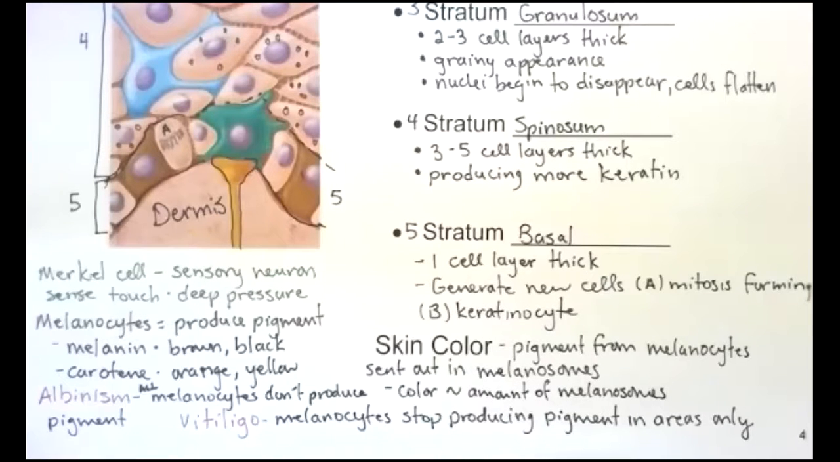So our takeaways here: we have the five layers. You need to know the names of them, where they are, and be able to label them on a diagram. We talked about the special layers in the basal layer, where basal and basement both mean bottom. We've got the Merkel cells, we've got melanocytes, and finally we went through skin pigmentation. Why does it occur and what happens when things go awry with that?